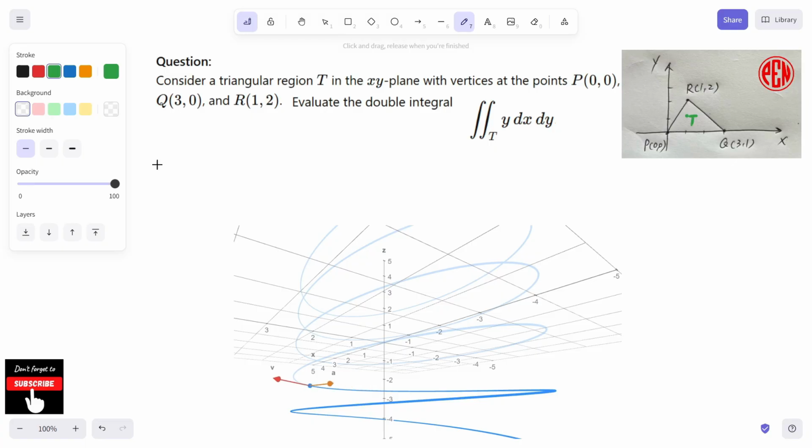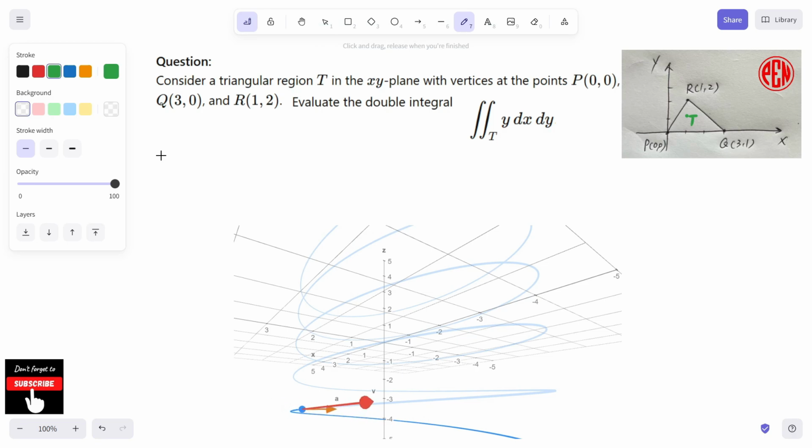Point P is at the origin, which is 0, 0. Point Q is 3 units to the right on the x-axis, so that's 3, 0. And point R is 1 unit to the right and 2 units up, so that's 1, 2. If you imagine connecting these 3 points, you'll see a triangle where the base lies flat along the x-axis between points P and Q, and the top of the triangle reaches up to point R.